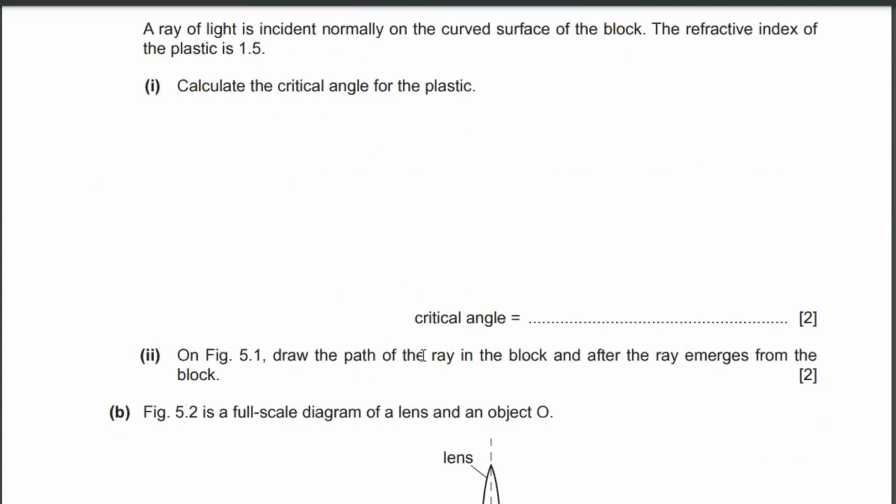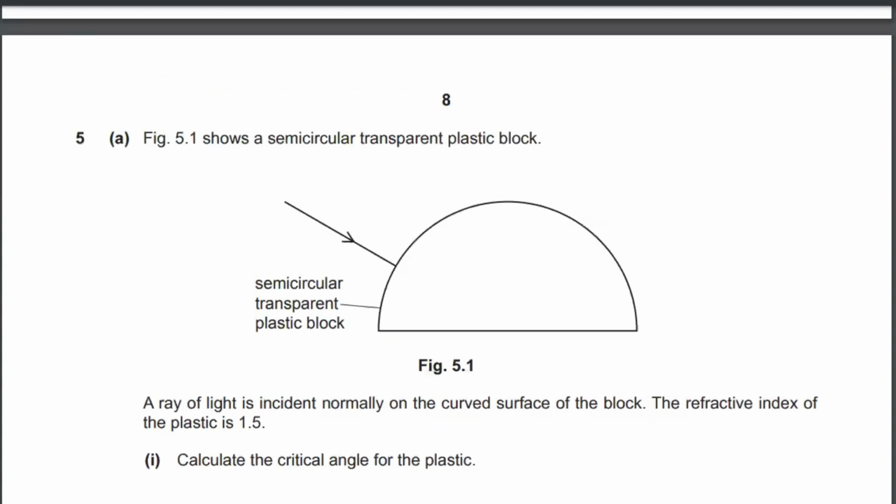Next question is draw the path of the ray in the block and after the ray emerges from the block. So there are two parts of this question. Draw the path of the ray in the block and after the ray emerges from the block. So first part is the ray going inside the block. So it will be going straight through and it will hit the straight edge.